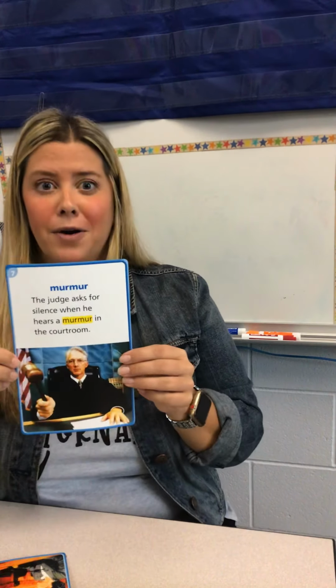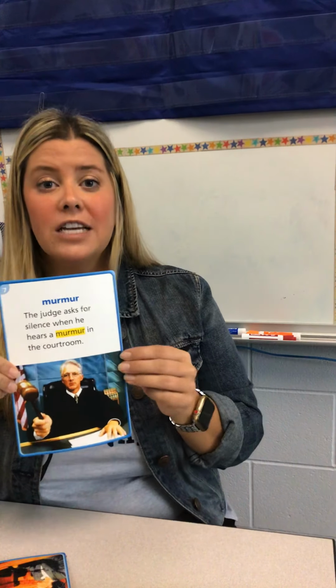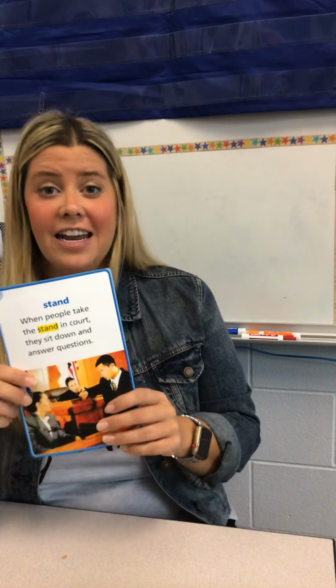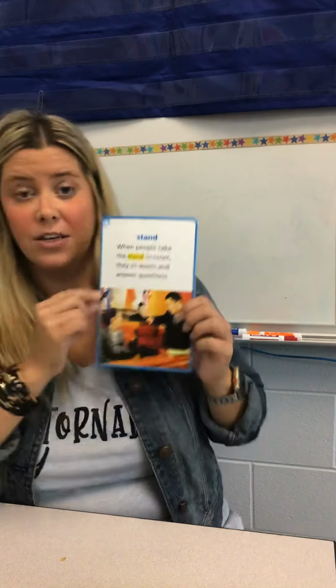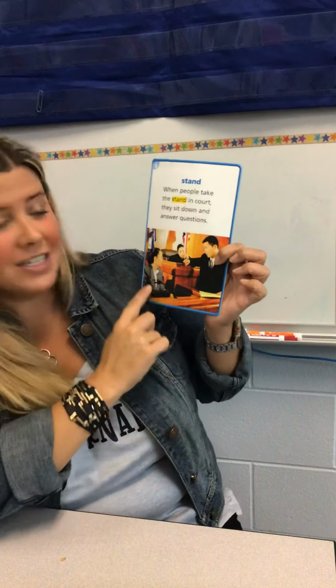Next is murmur. And a murmur is when people talk softly all together. So it's not a loud voice, just people talking quietly. And our last word is stand. And it doesn't mean stand up. A stand is the place where a witness in a trial sits while being asked the questions. So you can see she's kind of sitting in this box up by the judge.